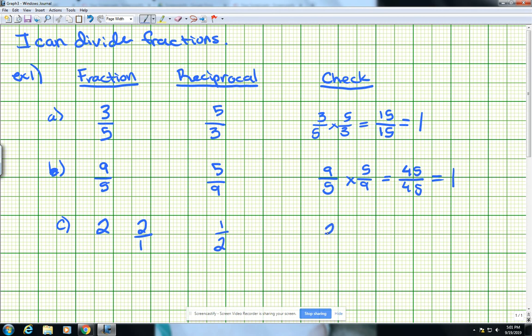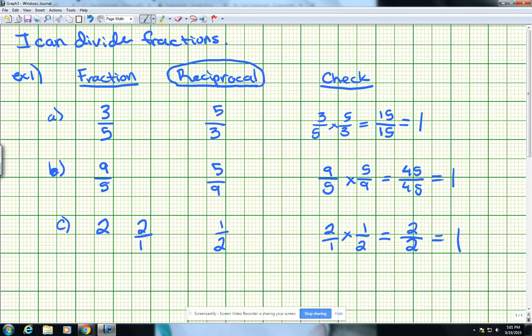So if I take 2 over 1 and times it by 1 over 2, I end up with 2 times 1 is 2. 1 times 2 is 2. And so I get a whole number of 1. So that's how I can check to make sure that these truly are reciprocals. So our main vocabulary word there that we just learned is reciprocal. Go ahead and pause the video. On page 64, about 3/4 of the way down, you'll see the first 4 on your own. It says write the reciprocal of the number.